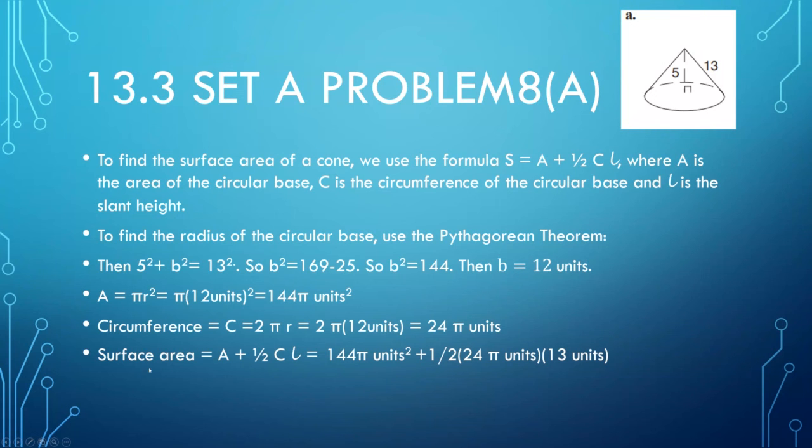And so then the surface area is A plus 1/2 CL. A is the area of the base, 144 pi square units. And then we have 1/2, C is 24 pi units, and the slant height is 13 units. So we have 144 pi square units plus 156 pi square units, and that gives us 300 pi square units.